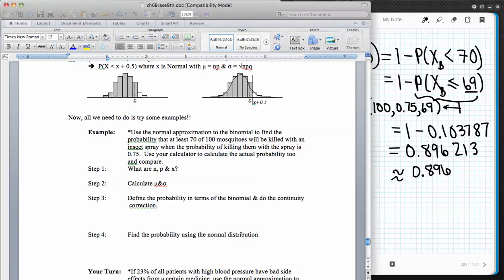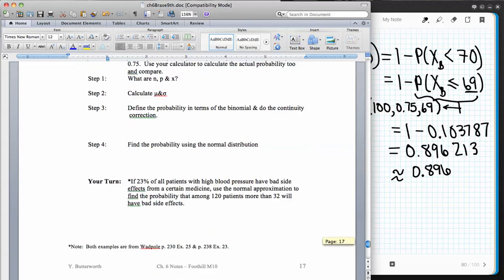All right, now I think it'd be a very wonderful exercise for you to try this one on your own and then come back and watch my next video. So I'll read it for you. If 23% of all patients with high blood pressure have bad side effects from a certain medicine, use the normal approximation to find the probability that among 170 patients, more than 32 will have bad side effects.